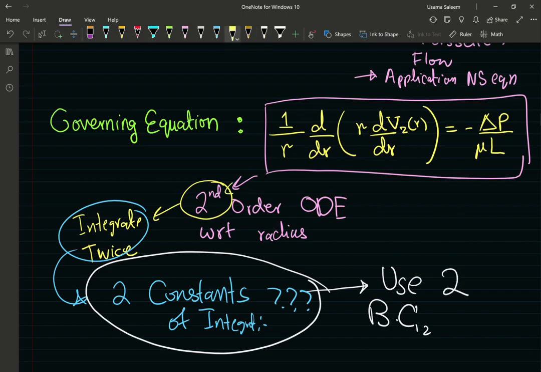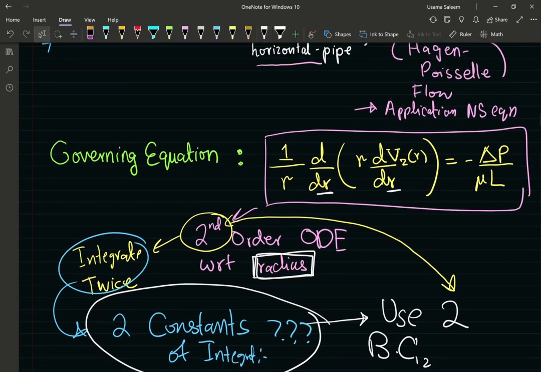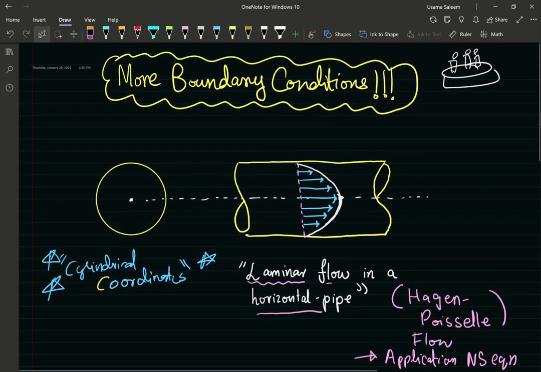Why two? Because it's a second order differential equation. And those boundary conditions are going to be in the radial direction. Why? Because the variation is with respect to radius. Let's go back to the image for a second. The boundary conditions are going to be physical. You have to physically look for the boundaries of the region of your domain.